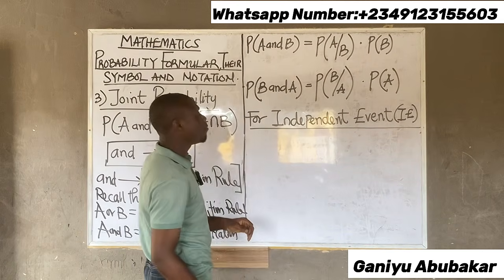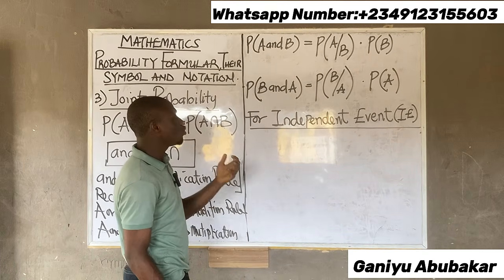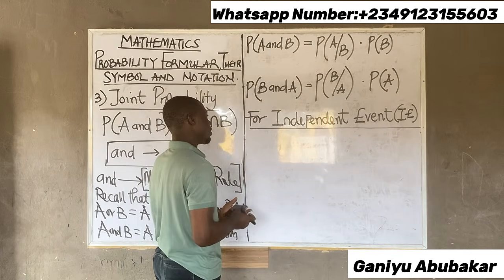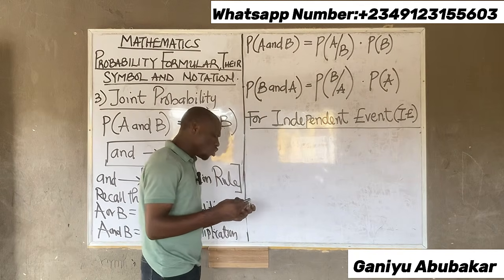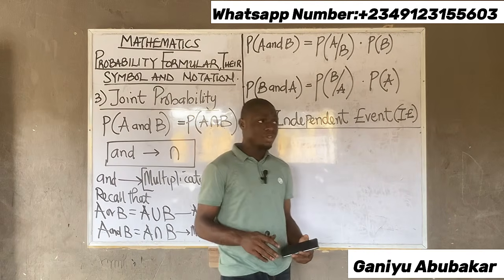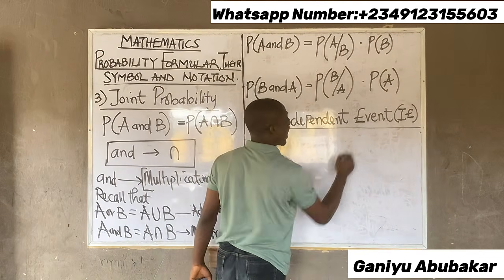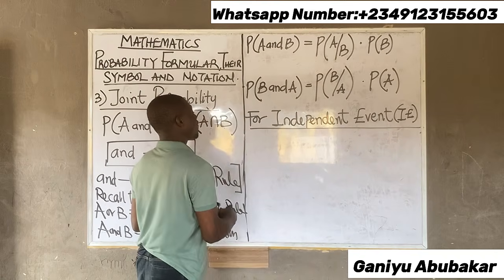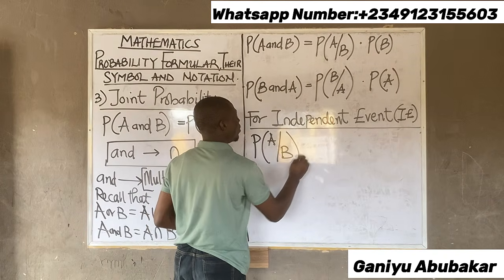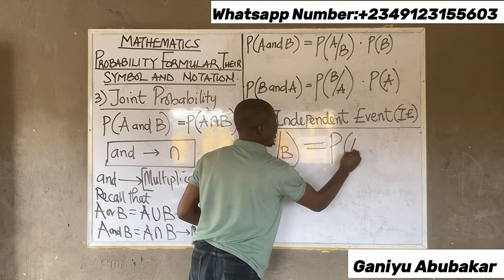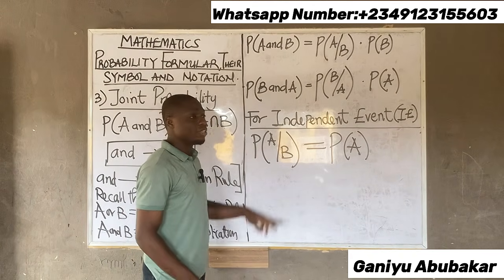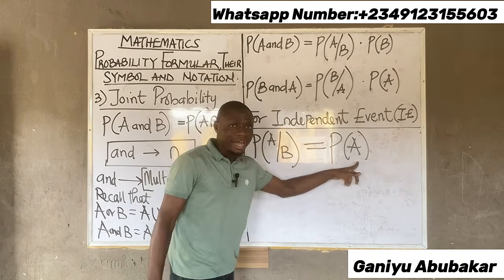But what if in your question they told you the events should be independent? For an independent event, what does that mean? Independent events are events that do not depend on each other. So the probability that event A will occur, given that B has already occurred, is equal to the probability of event A occurring, because A is not dependent on B. So that gives you A back.